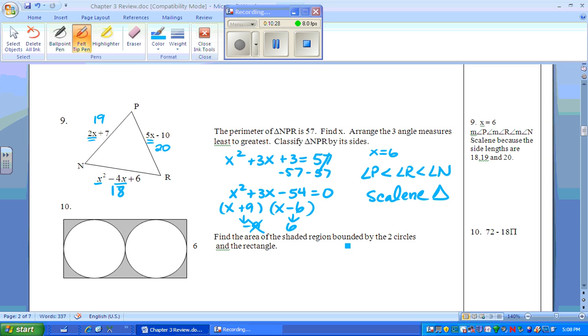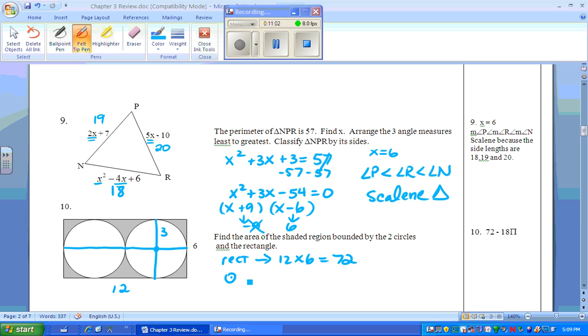Question 10, find the area of the shaded region bounded by the two circles and the rectangle. So what do we want? We want everything that is shaded in. The only thing we know is that this side is 6. So that means all the way across the circle is 6, which is the diameter, which means that the radius ends up being 3. And if the diameter is 6, it takes 2 diameters to get across the rectangle, so that's 12. So we know that the rectangle's area is 12 by 6, which is equal to 72.